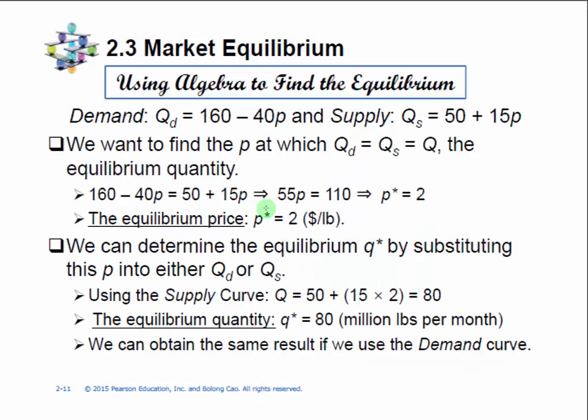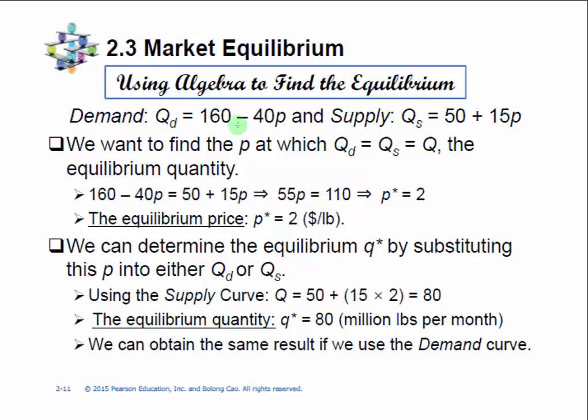And in this class, we definitely need to have some basic calculations. Here we have the demand curve equation, quantity demanded equals 160 minus 40 times P, and the supply equation, quantity supplied equals 50 plus 15 times P. Basically, we have two curves, and each of them has two variables. One is quantity, the other is price, right? Here we have a demand and a supply.